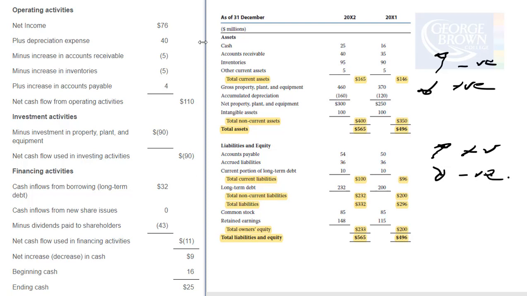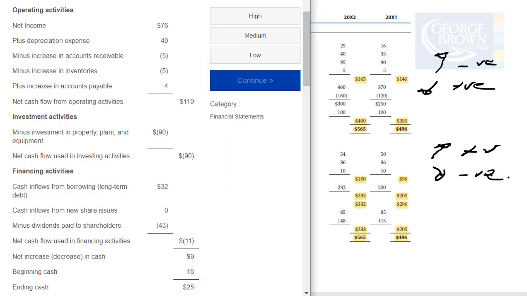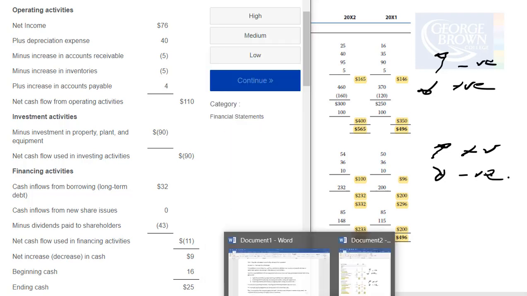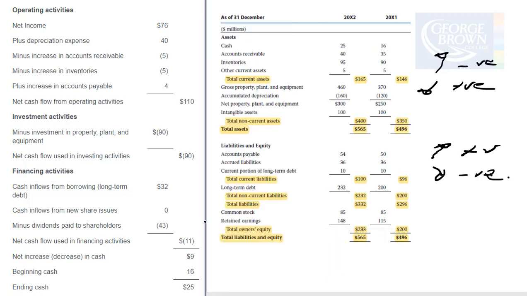From the income statement, we add back the depreciation, and then we're looking at some changes in the operating accounts on the balance sheet, and that's where we get the numbers from, okay? This is called the indirect method of building up the cash flow statement. The next category is really easy to understand. It's the investment activities, and with regards to the investment activities, you can see here that we're looking at the plant, property, and equipment. And as I mentioned, plant, property, and equipment went from 370 to 460.